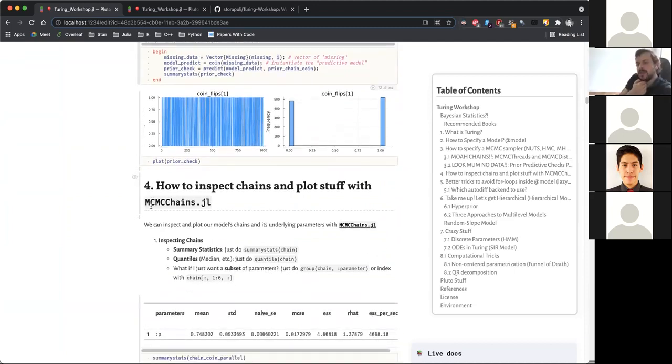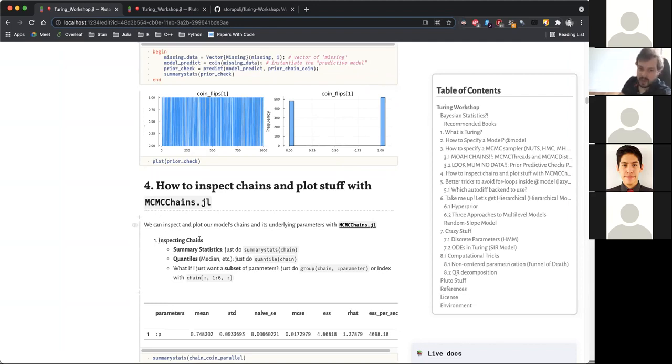Now let's see. Okay, I have this whole chains object that is my sampling results from a Turing model, using either the prior or a MCMC sampler. And now what can I do with this? I can do several things.